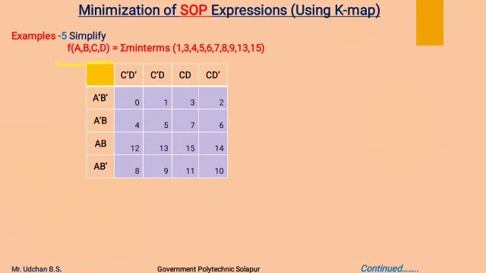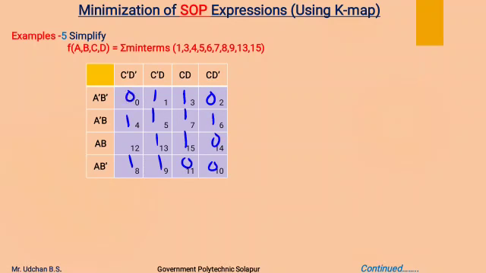that is function of ABCD summation min terms 1, 3, 4, 5, 6, 7, 8, 9, 13, 15. Now we are going to enter the ones for the min terms which are available in the equation: 1, 3, 4, 5, 6, 7, 8, 9, 13 and 15, and for remaining cells we will enter zeros.